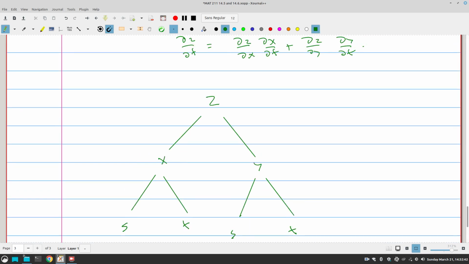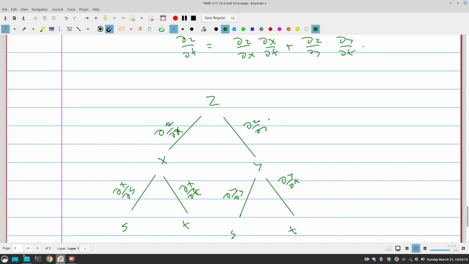Right, so this derivative is partial z over partial x. You go along this line, you take the derivative of z with respect to x. You go along this line, take the derivative of x with respect to s. Go along this line, you get dx over dt. Go along this line, get dy over ds. Go along this, dy over dt. Of course, dz over dy.